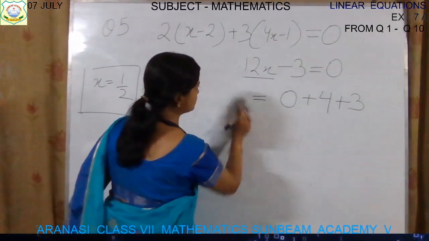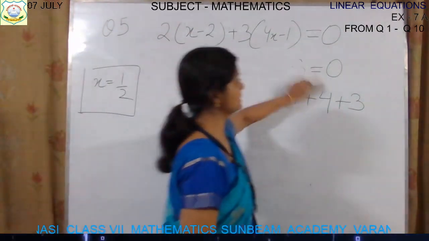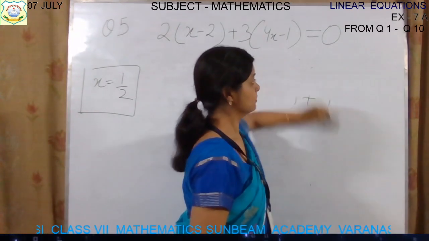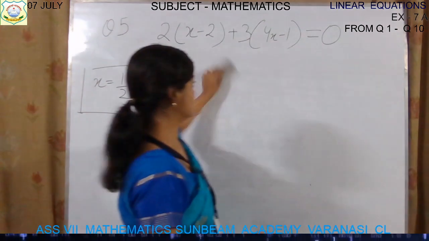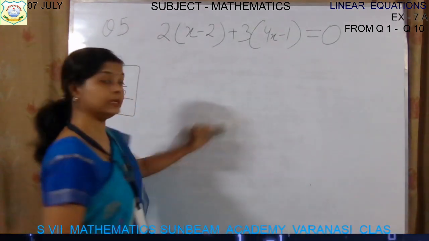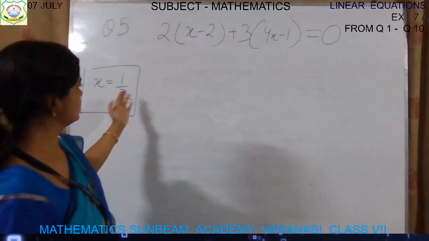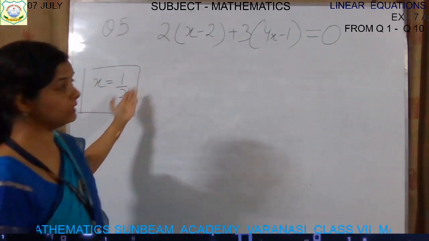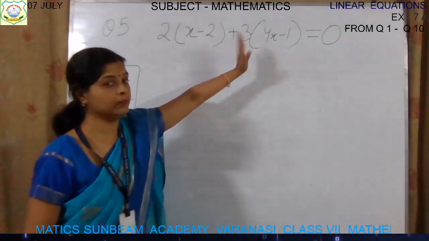Now what am I going to do, beta? I am going to check whether my answer is correct or not. I will not wait for my answer booklet. I will not wait for any other one. I can check it by myself. How? By substituting the value which I have found in the question. Wherever X is, write down 1 by 2, 1 by 2.